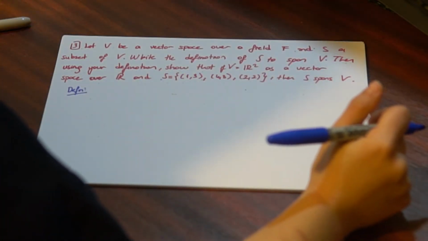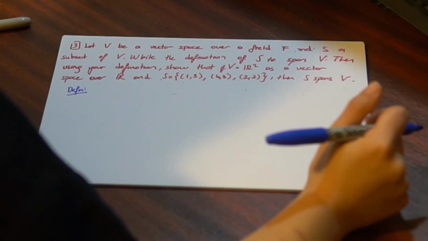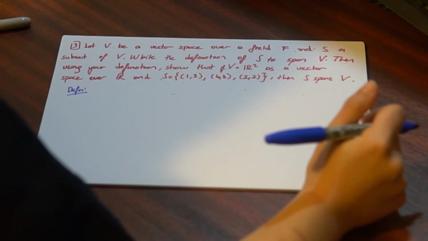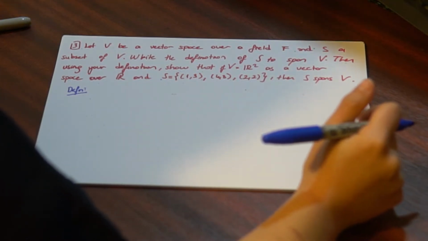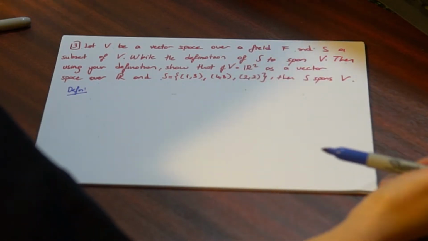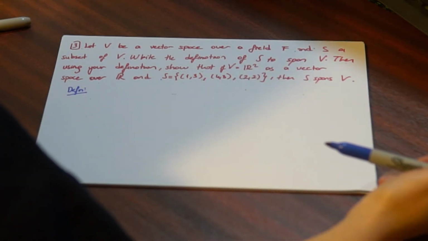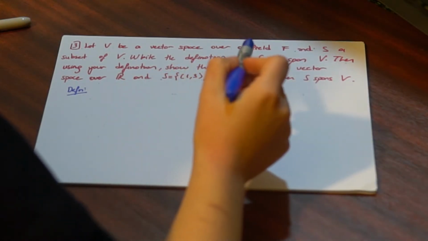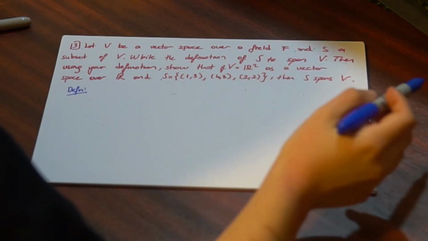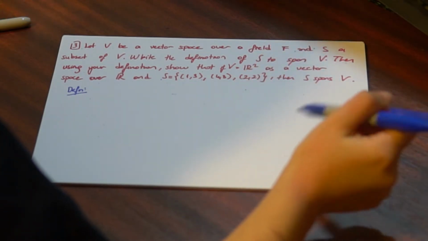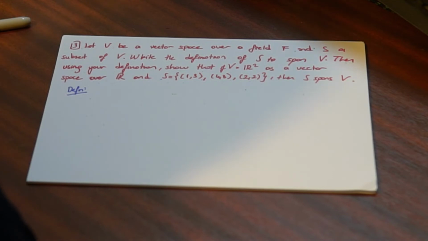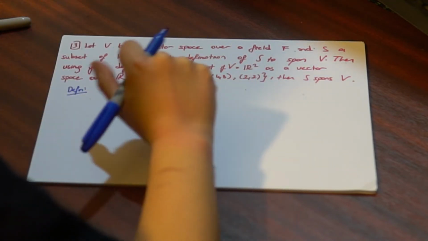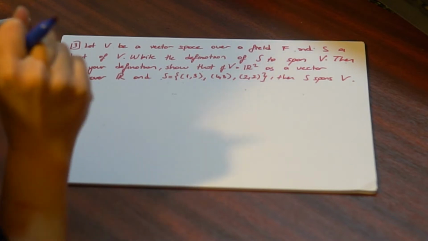Third question: let V be a vector space over field F and S a subset of V. Write the definition of S to span V. Then, using your definition, show that if V is equal to R squared as a vector space over R and S is equal to the set (1, 3), (4, 3) and (2, 2), then S spans V. Okay, so we need to show that this one spans R squared.